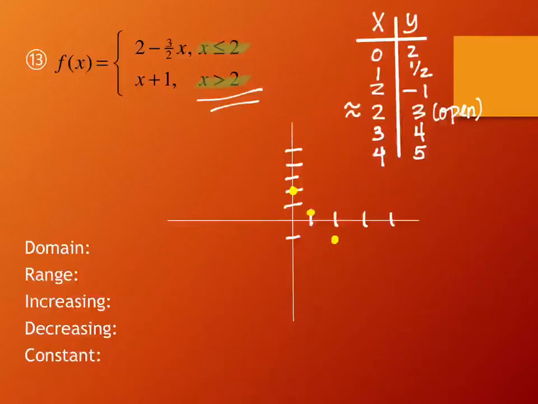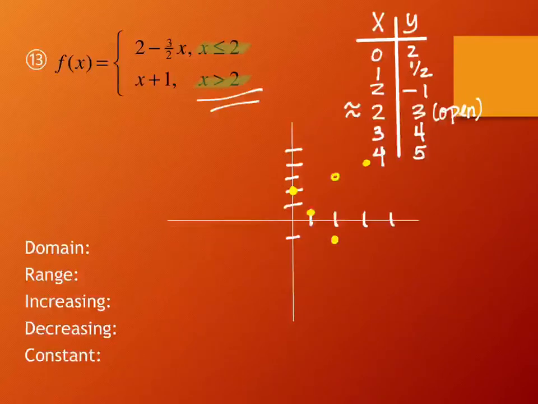And then on my other one, where it's a 2 but an open circle, it's an open circle at 2, 3. So it looks like this. So we have an open circle at 2, 3. And then I have 3, 4. And 3, 5.